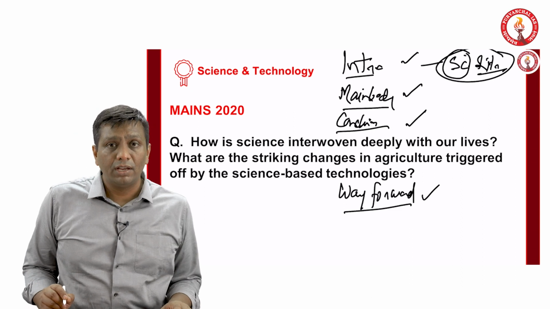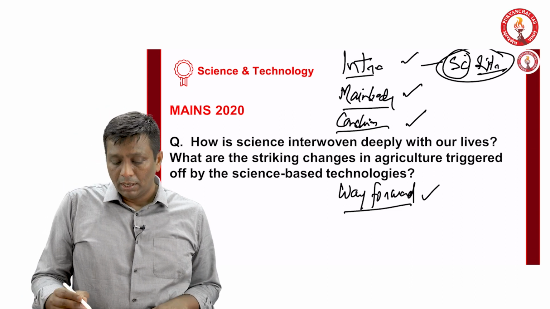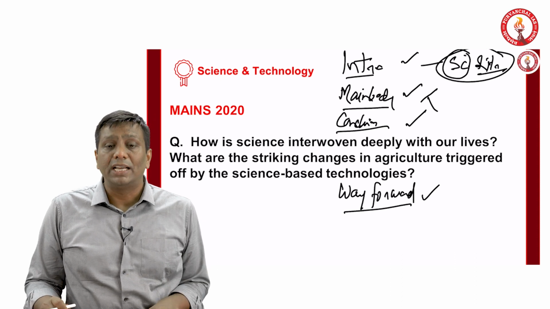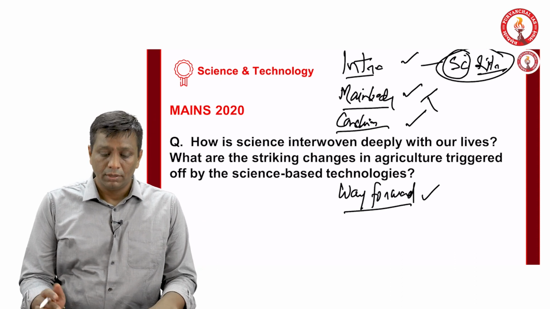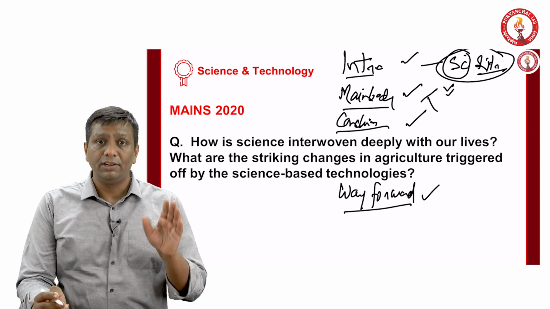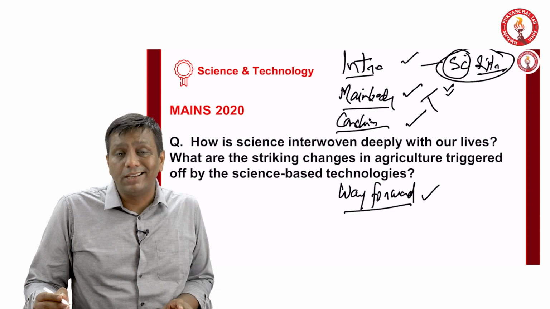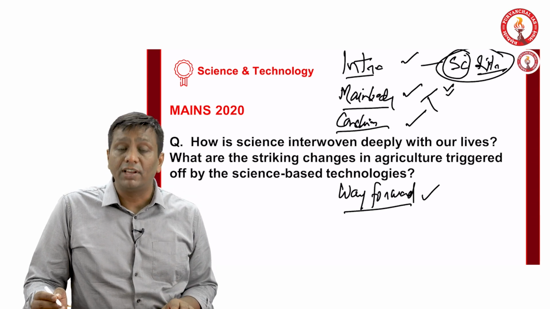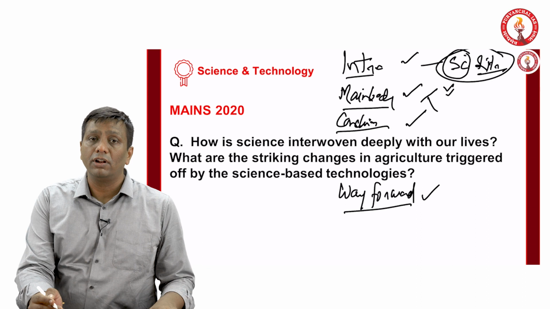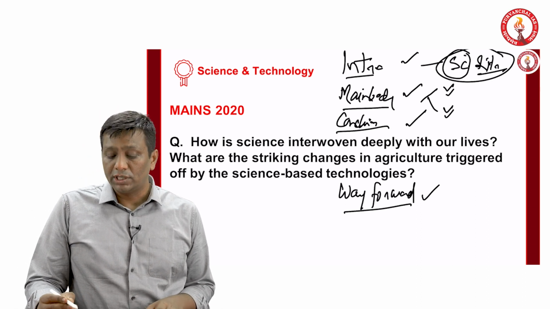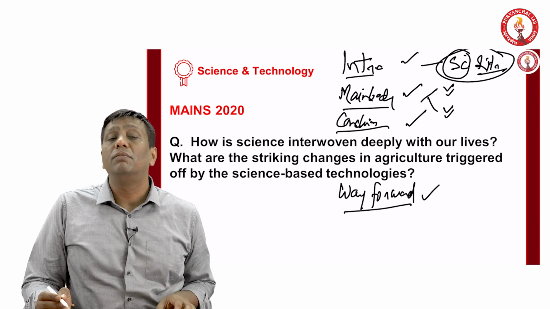Main body: here you can see there are 2 parts in your main body. The question is divided into 2 parts. The first is how science is interwoven deeply with our lives, how science enters your life, which is a very general question. The second part is how science affects agriculture, how agriculture is triggered up through the help of science-based technologies. Each and every part of your main body you must give equal weightage.